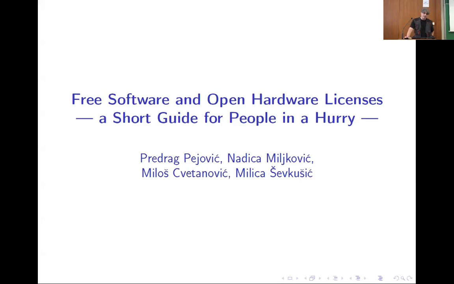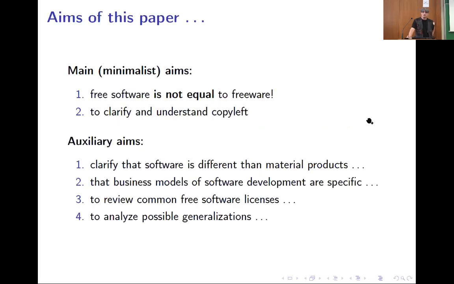The four of us who are in the organizing committee of this conference decided that we should write a paper about something we are not really competent in. That's about licenses, but who is competent about licensing? But we'll come to that point. So, Free Software and Open Hardware Licenses: A Short Guide for People in a Hurry is actually the title. And let's start with the aims of this paper, okay?